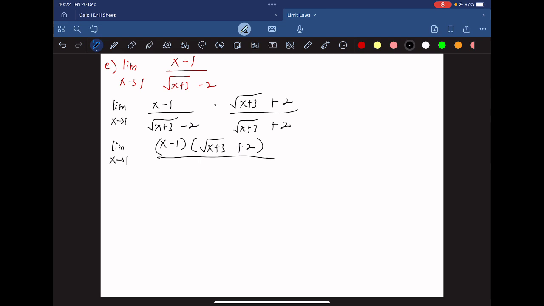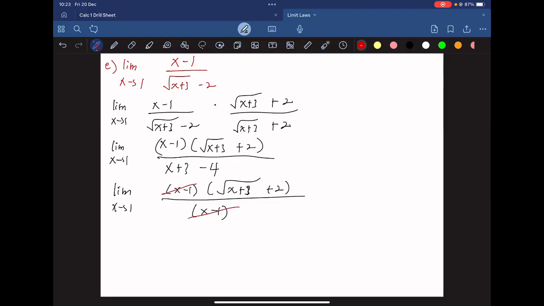Now we FOIL it out, so we have just x plus 3 here, and now this will multiply this, and this will multiply that. You get to see that those middle terms cancel out, so we just have minus 2 times 2, which is just negative 4. So we have limit as s approaches 1 of x minus 1 over the square root of x plus 3, then plus 2. 3 minus 4 is just minus 1. So now these two terms cancel out.